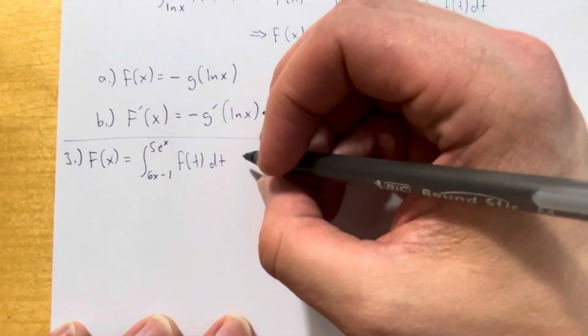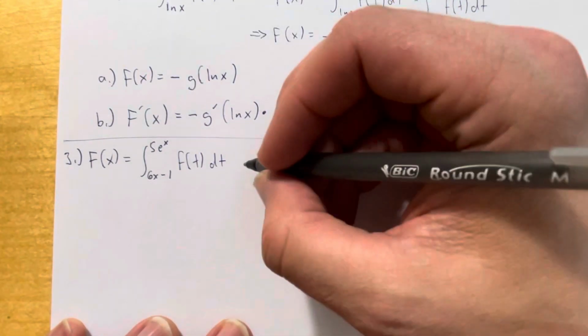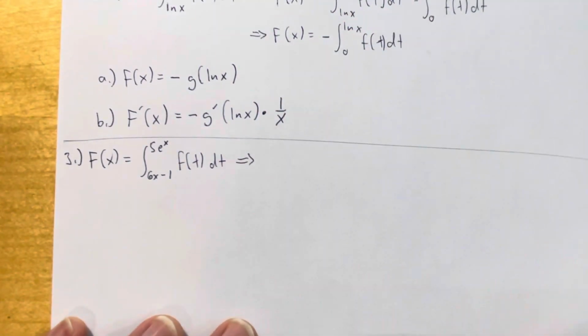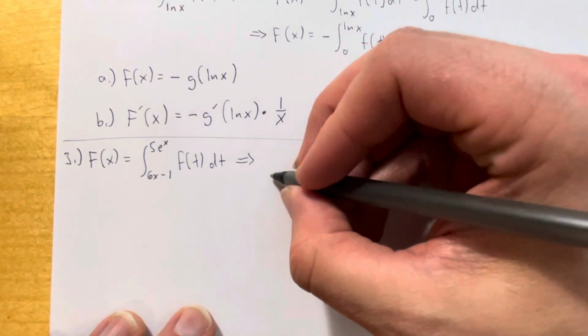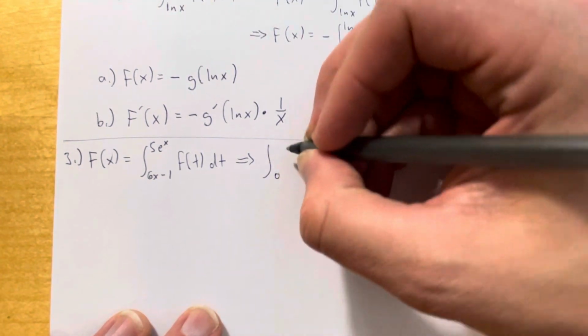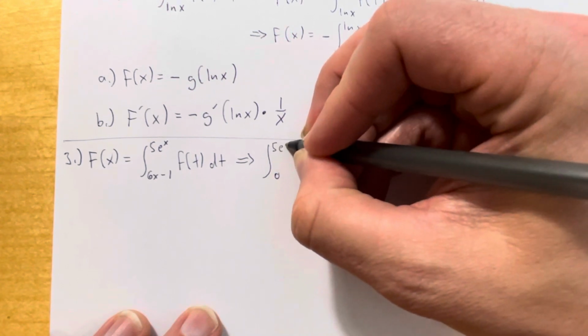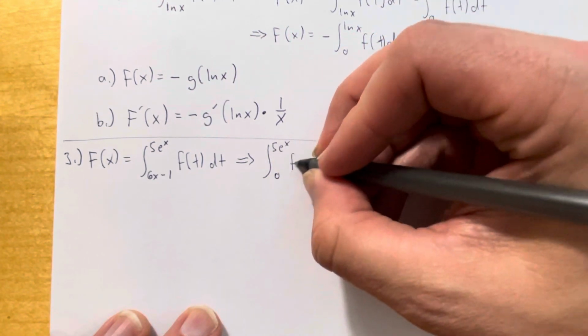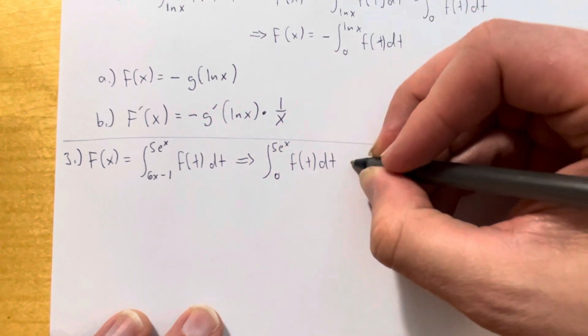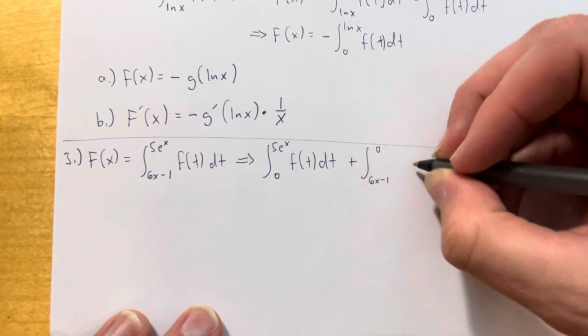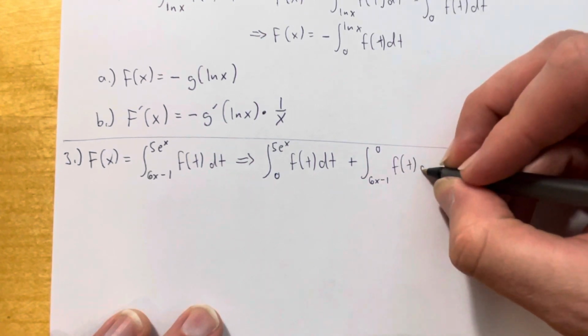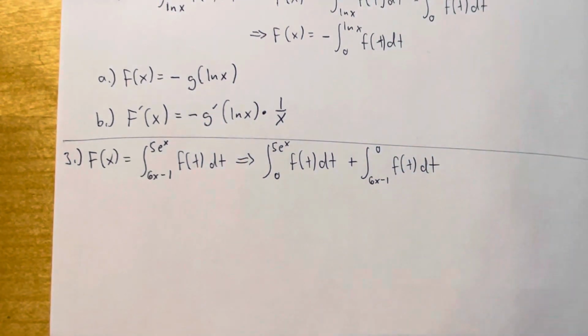So what I'm going to do is use a property of definite integrals, another property that allows you to split it into two definite integrals. This is the same thing as the integral from 0 to 5e to the x of f of t dt, plus the integral from 6x minus 1 to 0 of f of t dt. This is a property that we talked about in the section of the parent class where we introduced definite integrals.